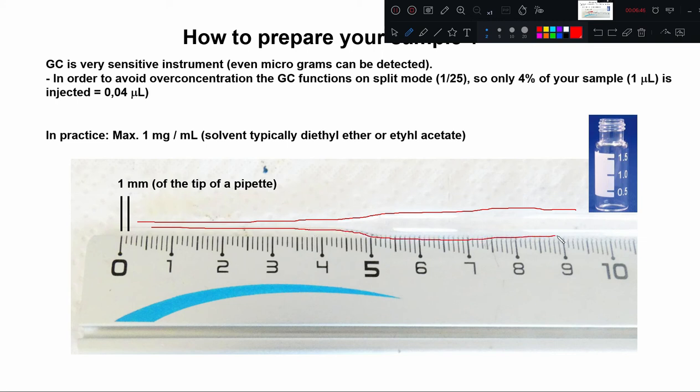I think you should be able to see that on the video. And here is a ruler. And so it's just 1 millimeter, sorry. So this volume here corresponds approximately to 1 milligram. So don't fill up your pipette with more than 1 millimeter of compound. Just a little bit of the tip. And this is already more than enough for a GC sample.